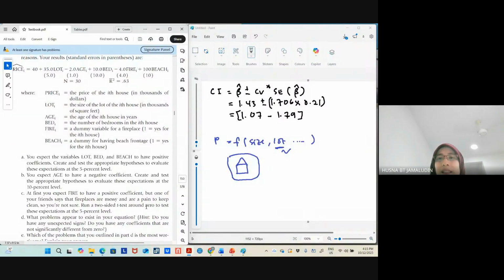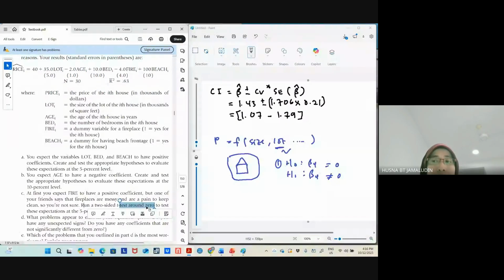So around 0 means this is what kind of beta? Beta 1, 2, 3, 4. You will test H0, H1. So beta 4 just now: 1, 2, 3, 4. This is beta 4. You are not sure, so H0 equals 0, H1 not equal to 0. When the question says run a two-sided test around 0, you want to test whether 0 means no significant relationship, not equal to 0 means there is a significant relationship.